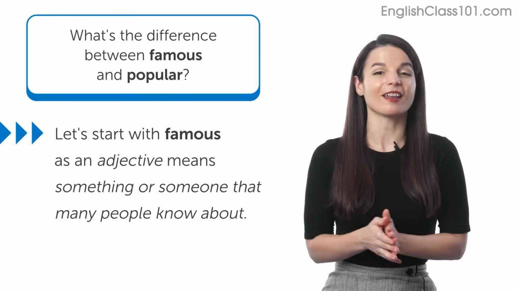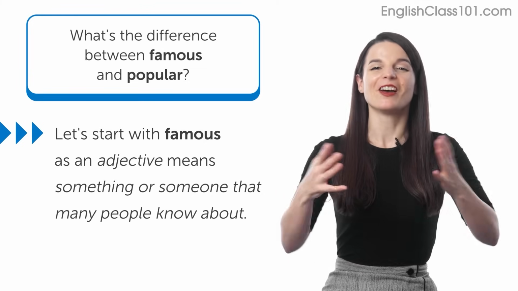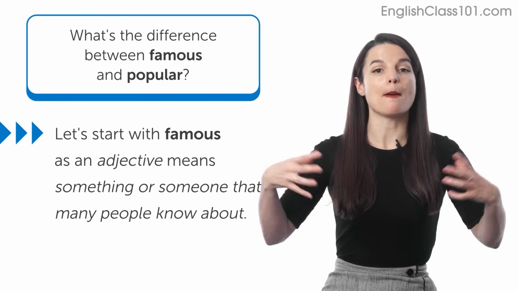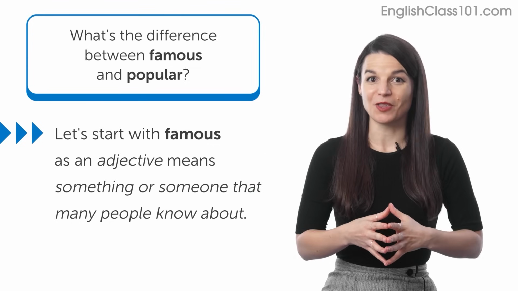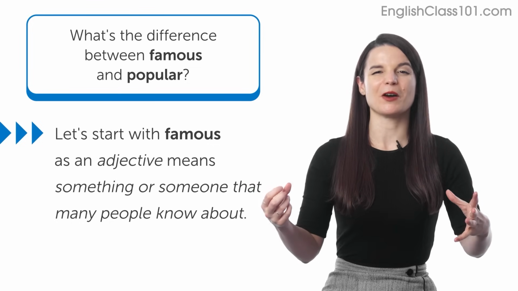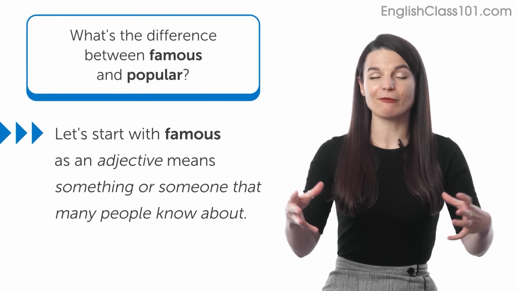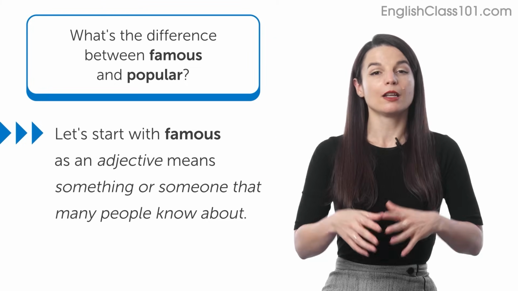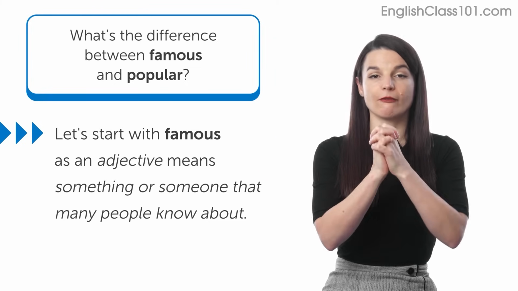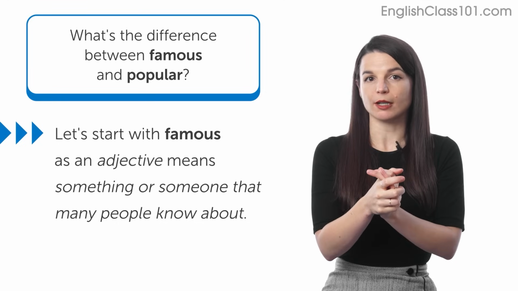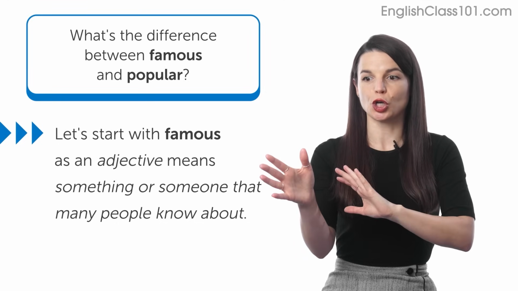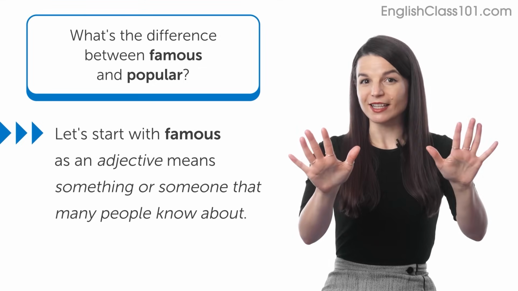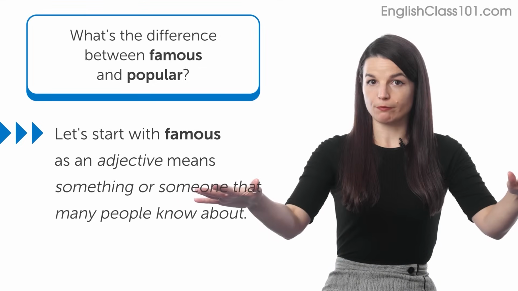Let's start by talking about the word famous. So famous as an adjective means something or someone that many, many, many people know about. Millions of people know about, like everyone in your city, everyone in your country, everyone in the world for super famous people, right? So when someone or something is famous, lots of people know about it. This does not mean that it's good or that everybody likes it or that it's bad either. It just means lots of people know about it.